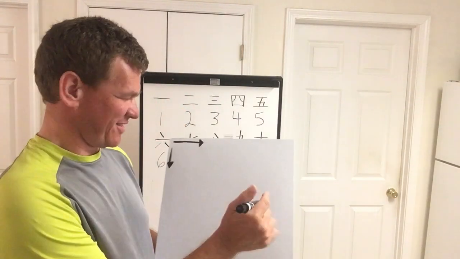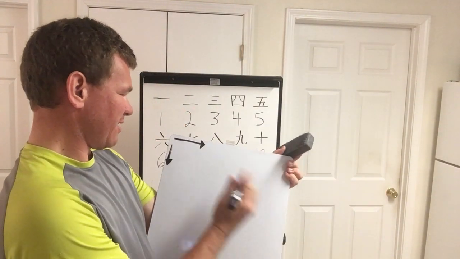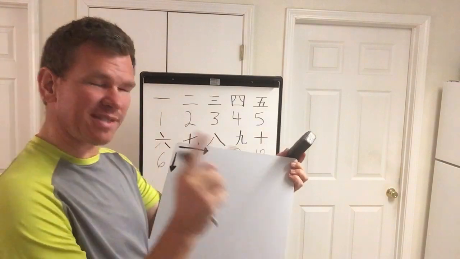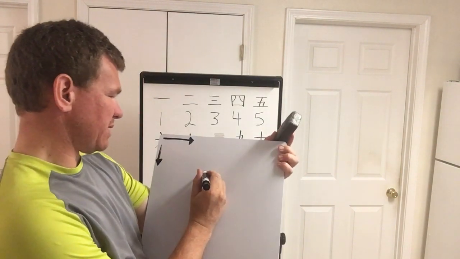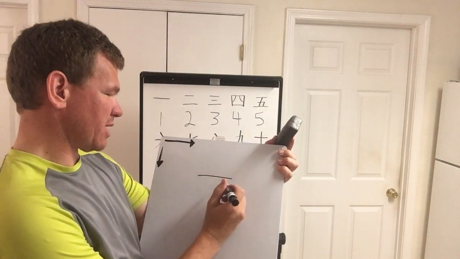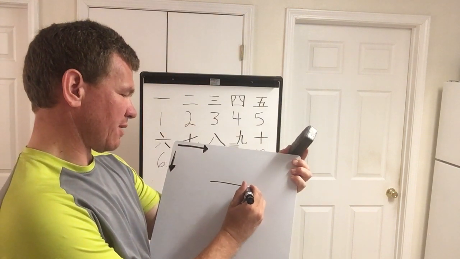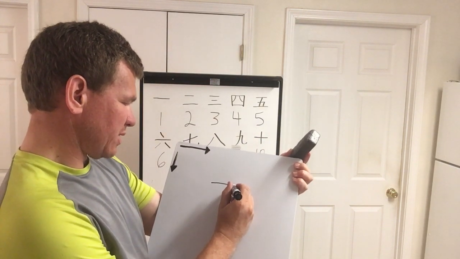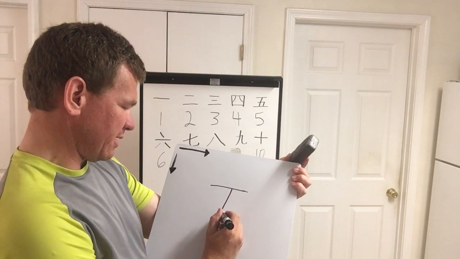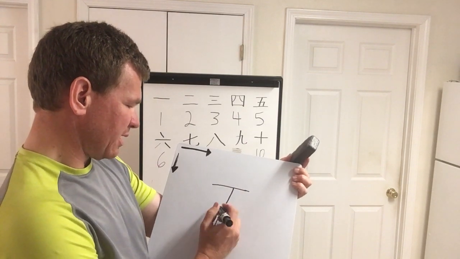Number 5. Here we go. The top one is the medium size one. So the top one is a straight horizontal line, and then this one goes down. It's a slight angle.